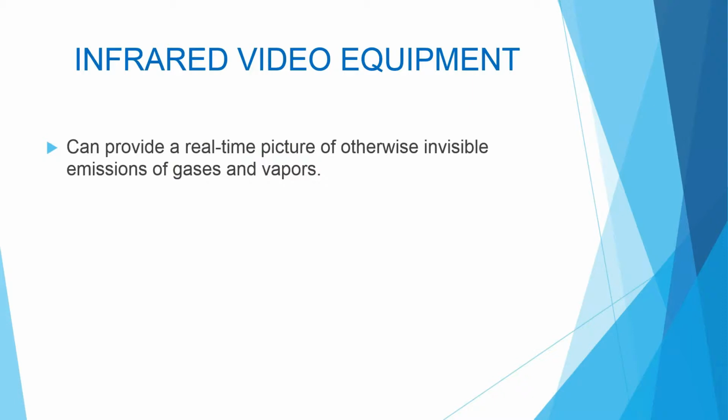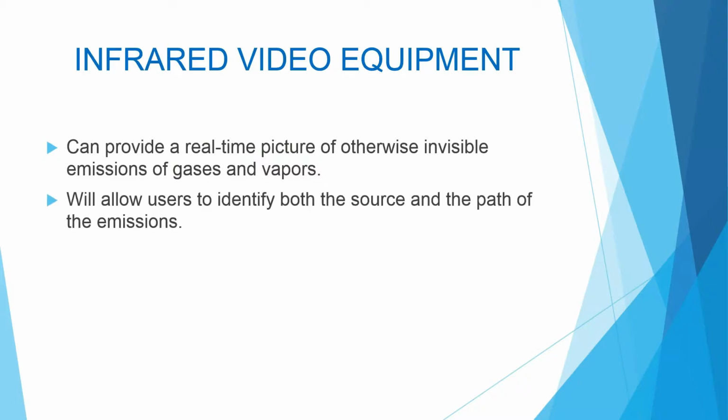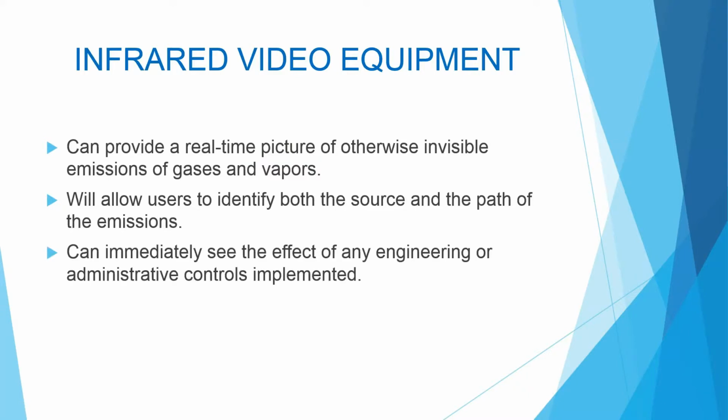And as you will see later in the video clip, the infrared video equipment can provide a real-time picture of otherwise invisible emissions of gases and vapors. So you can see the source and path of any leaks and emissions. This technology is also useful to see the effectiveness of controls that have been implemented, such as scavenging systems in medical facilities for anesthetic waste gases.